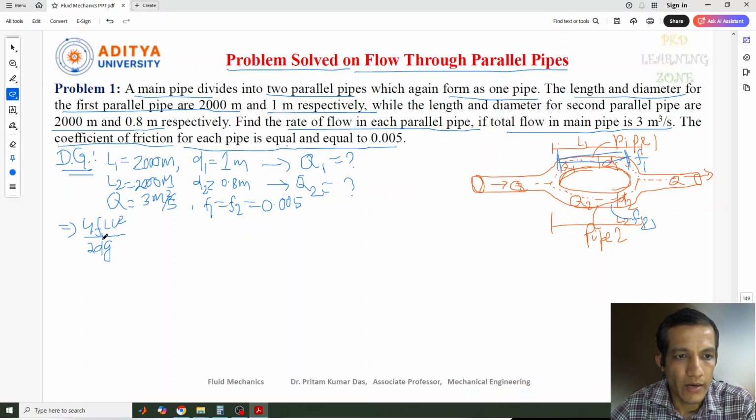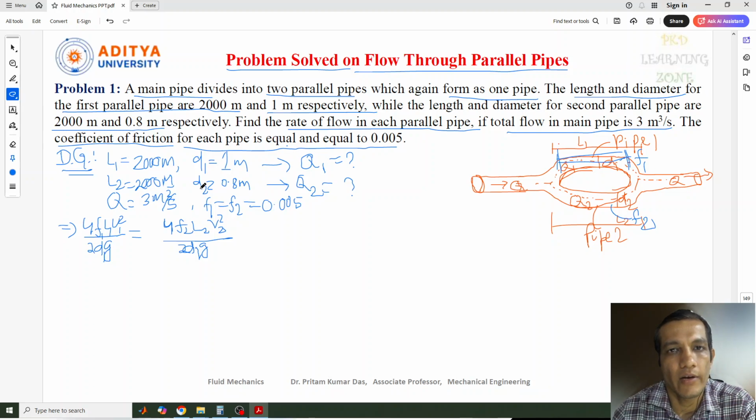So we need to take this for pipe 1. That means we need to mark L1, f1, V1 square, D1, equal to the same for pipe 2: 4 f2 L2 V2 square divided by 2 d2 g. Now, this equation we have taken previously, because while solving the theory part, there we got this equation.